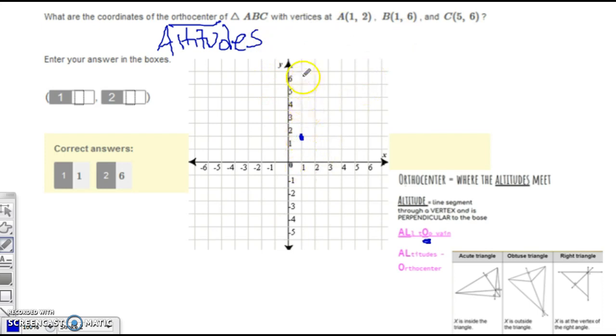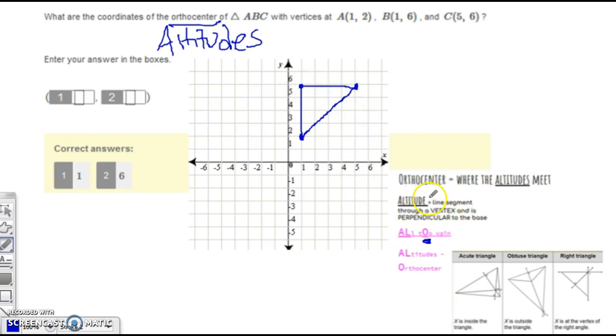1, 2, 1, 6. Oops, that's not at 6. And then 5, 6. All right, so I get this right triangle.